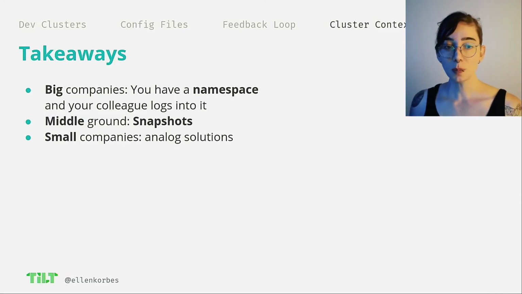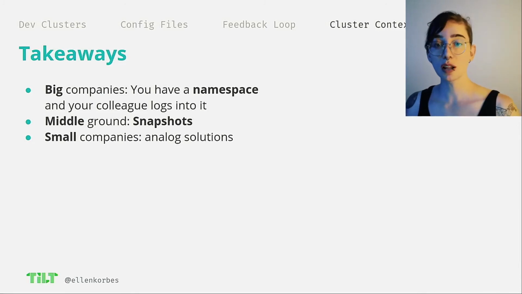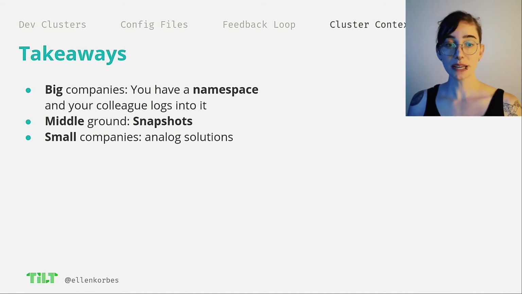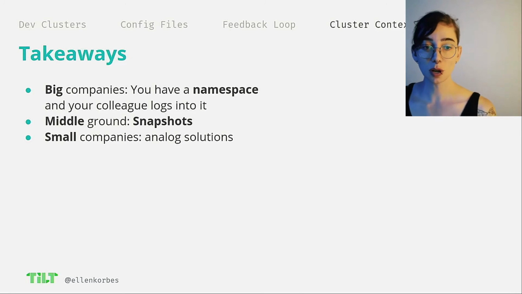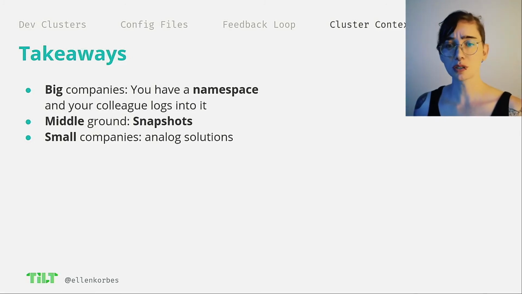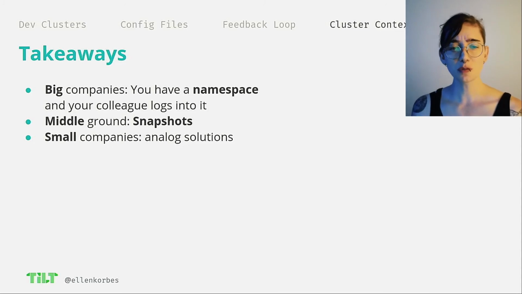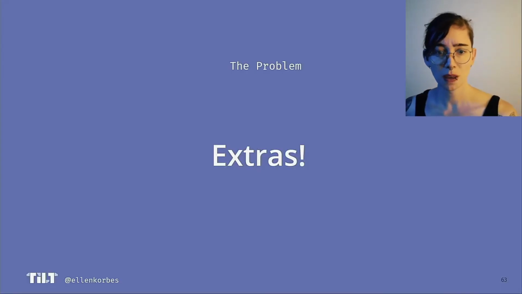Takeaways: if you're a big company, you have a big cluster for everyone, a different namespace for everyone. Just look into your colleague's namespace and then you can see what's going on. A middle ground is you can use a feature like snapshots. And if you're a very small company, just use the analog solutions. Don't bother with extra complexity. Though I think if you're already using Tilt, you should just use Tilt snapshots, but that's a separate discussion.